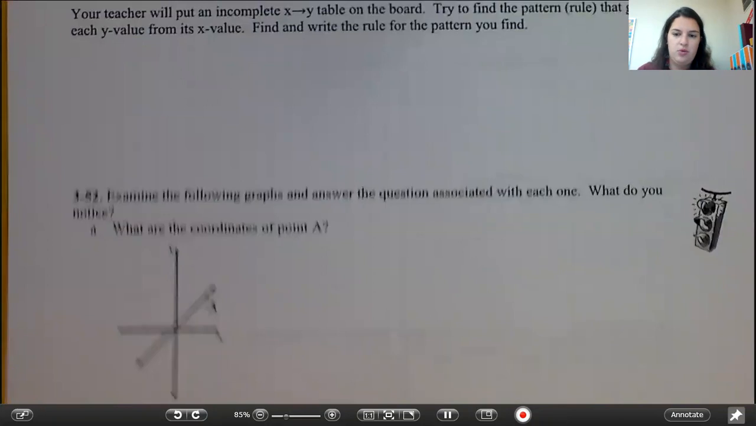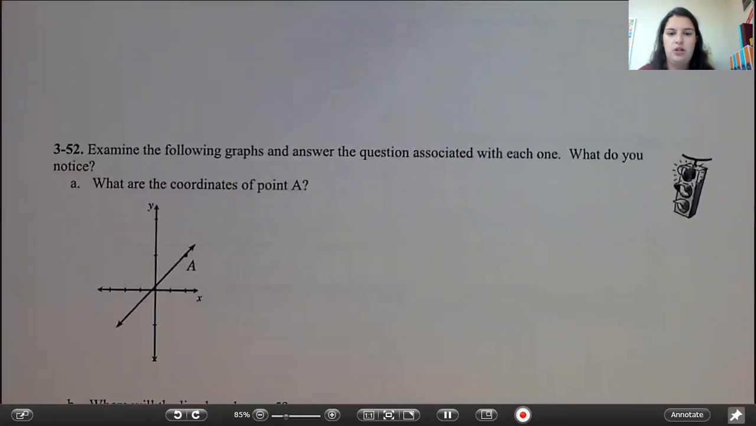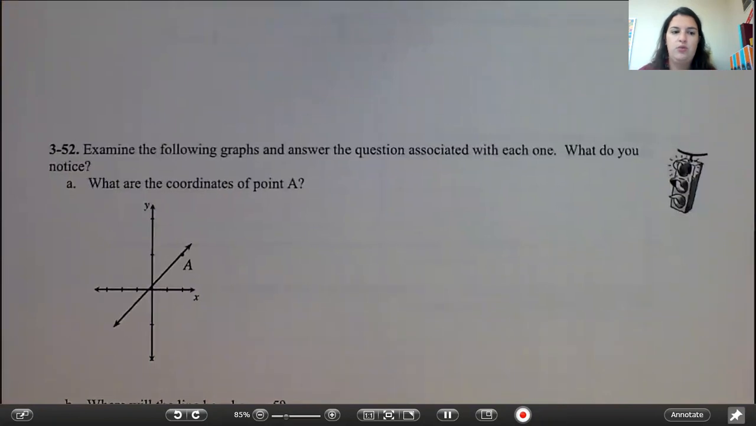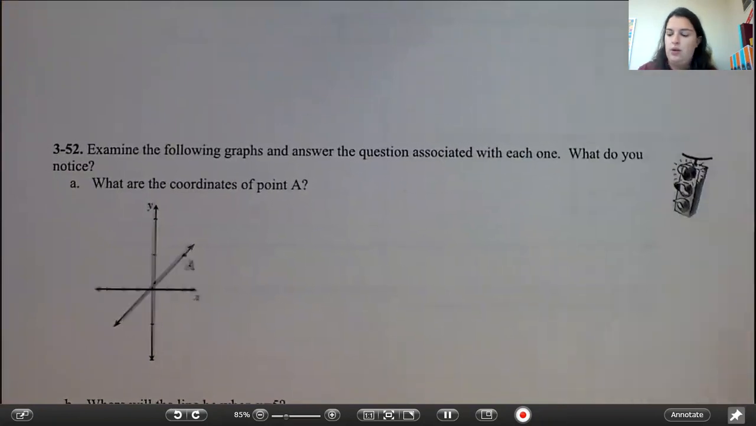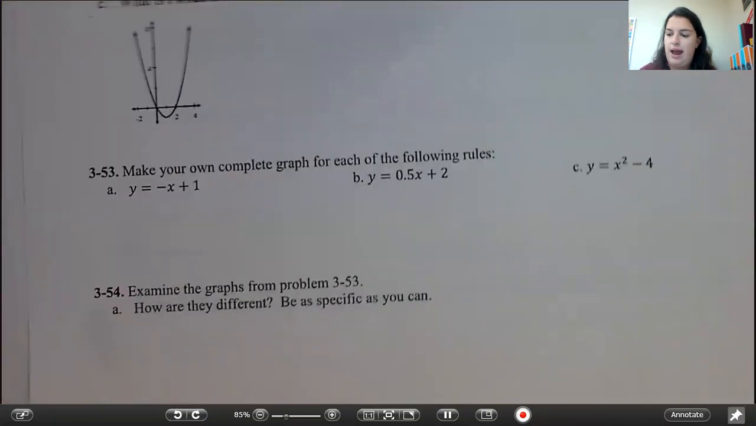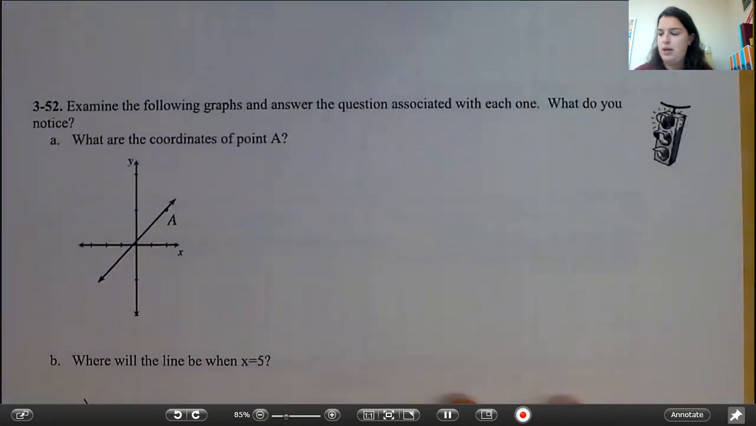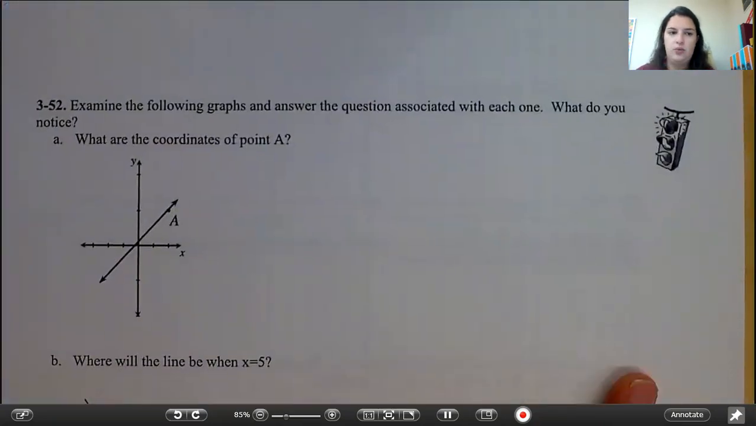So if you're looking at problem 352, it says examine the following graphs and answer the questions associated with each one. What do you notice? So I would like you to pause the video and try A, B, and C, which is on the back of problem 352. Okay, if you're back with me, that means that you have tried these, so we're going to go over them together.